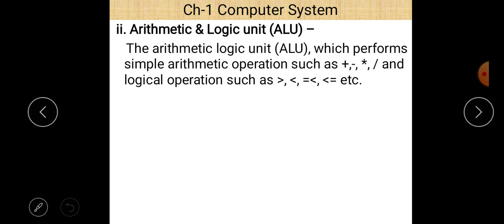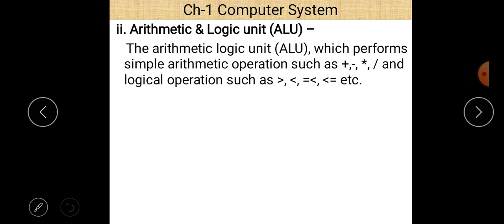Next is the arithmetical and logical unit. There are two different types of operations, arithmetical operations and logical operations, which are performed by the arithmetical and logical unit. When we talk about arithmetic operations, it means addition, subtraction, multiplication and division. And logical operations basically contain less than, greater than, less than or equal to, greater than or equal to. These are all the logical operations. So the arithmetical and logical unit basically performs arithmetic and logical operations, and this type of operation is performed by the arithmetic logical unit.